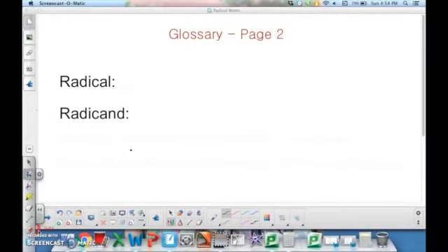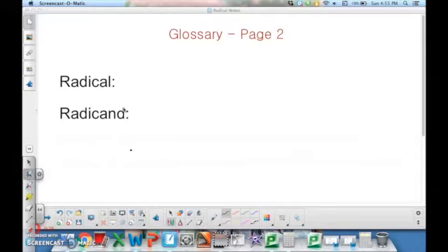Alright guys, this is lesson 13. We're going to be talking about simplifying radicals. As I said in the intro video, it is a bit of a jump from talking about our polynomials, but I think you're going to see some similarities as we start working with radicals more and more between those radicals and the polynomials. Before we get into the actual lesson, we have a bit of glossary work to do.